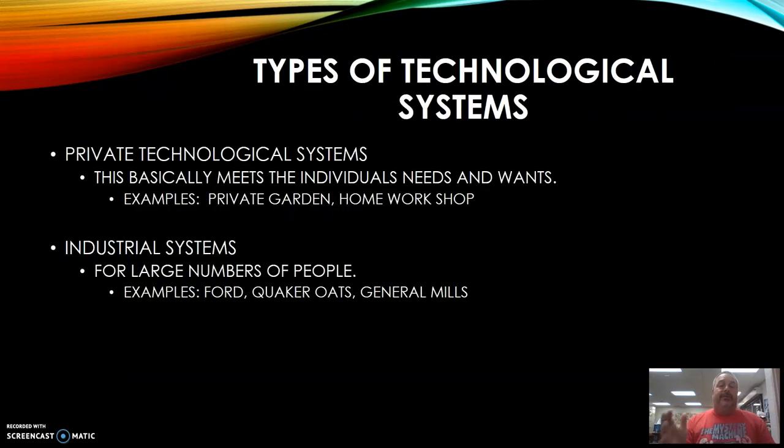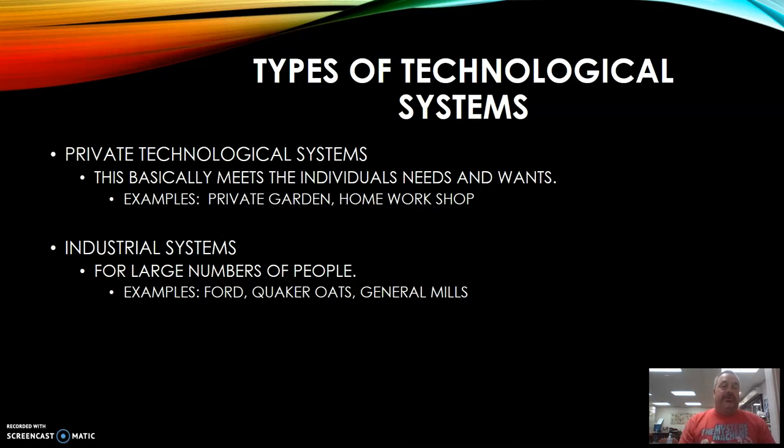Now, there are types of technological systems. There are private and there are industrial. Now, private basically meets the individual's needs and wants. So whatever you want to accomplish, whether it's growing your own garden to provide food for you, having a workshop at home, building your own products, birdhouses, that's a private technological system.